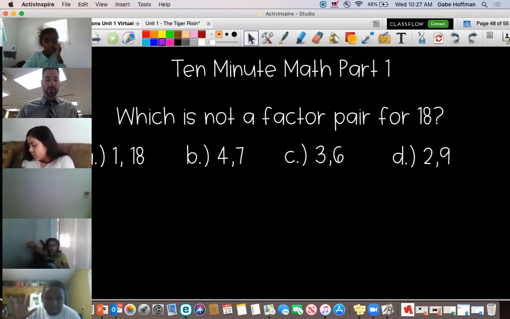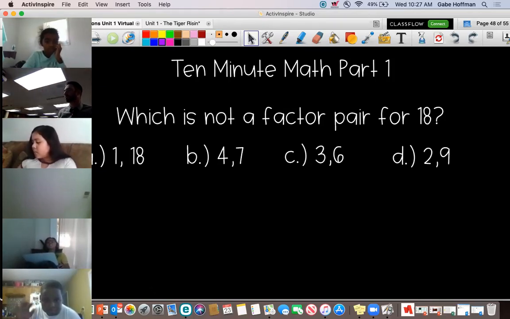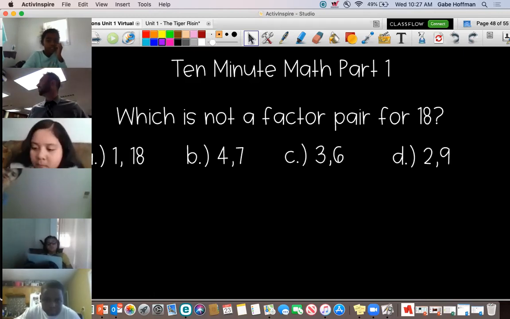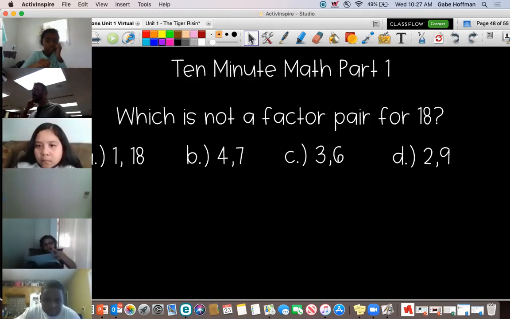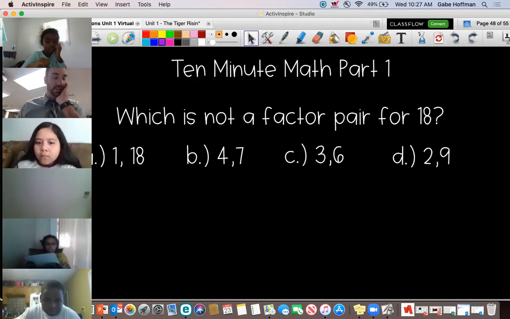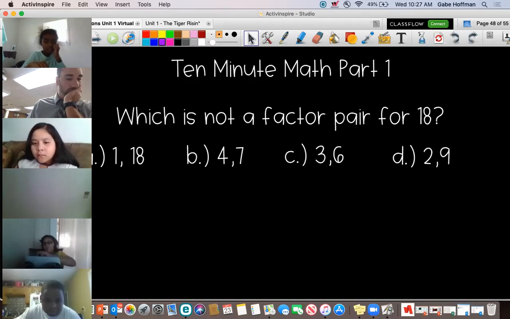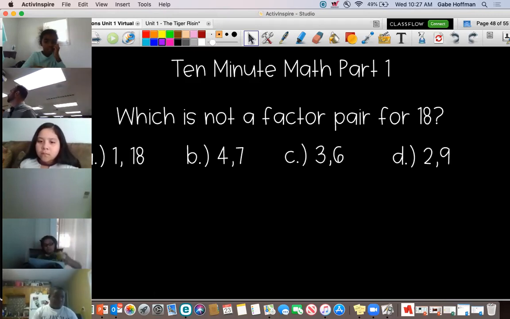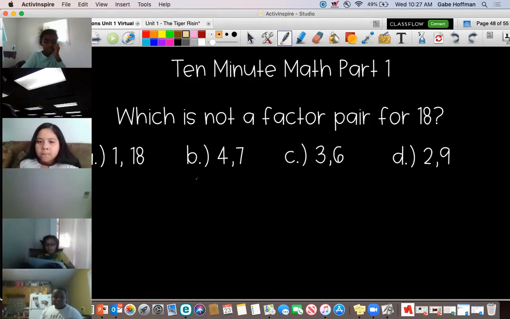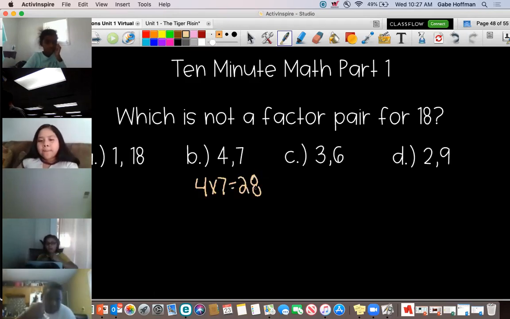Cynthia, you had your hand up. Which one do you think it is? B. So Cynthia says B, 4 and 7. Why, Cynthia, why do you say B, 4 and 7? Because 4 times 7 equals 28. So Cynthia says 4 times 7 equals 28. So let's check these two, and we'll see.